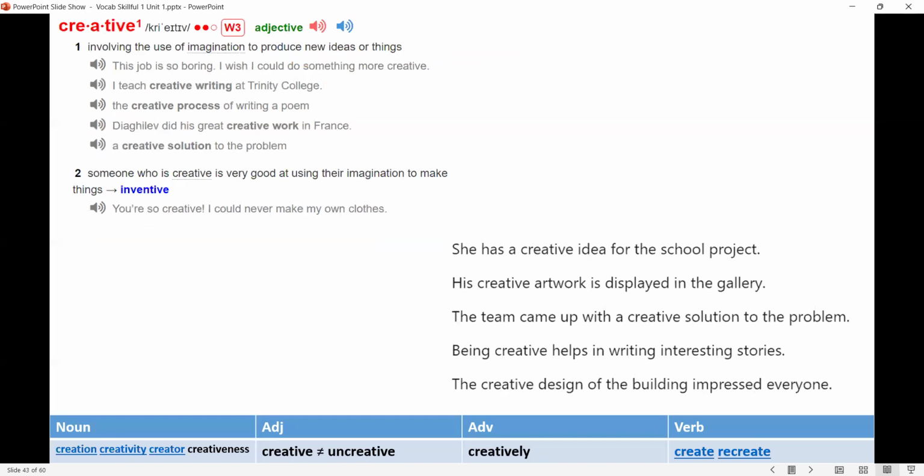Creative. When you're creative, it means you're imaginative. You use your imagination to produce, to make new ideas and new things.